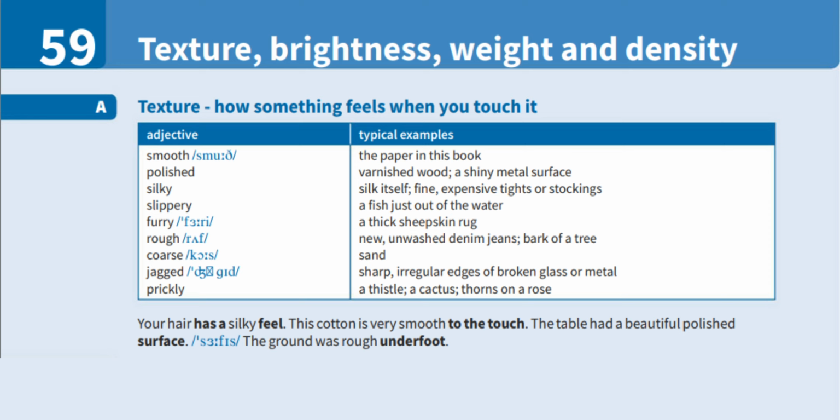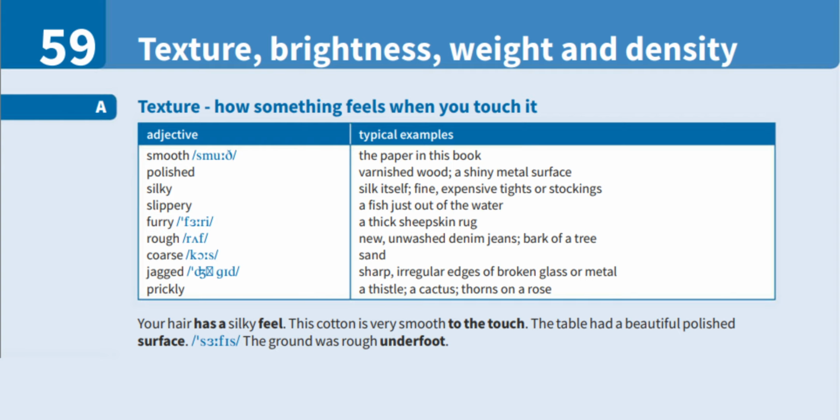Lesson 59, Texture, Brightness, Weight and Density. Hello, and welcome to this lesson. Today, we are going to learn useful vocabulary for describing how objects feel when touched, how bright or dark something appears, and how to talk about weight and density.